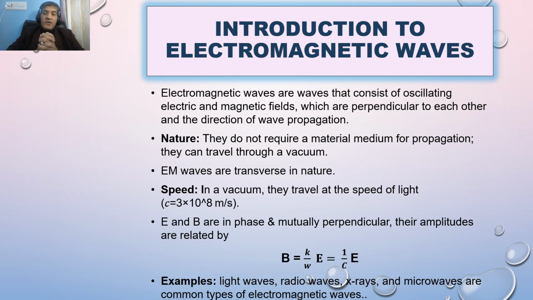Electromagnetic waves are transverse in nature. Transverse nature is the basic property of electromagnetic waves. What does the transverse nature reflect regarding the wave? It reflects that the plane of vibration is perpendicular to the plane of propagation of the electromagnetic wave.